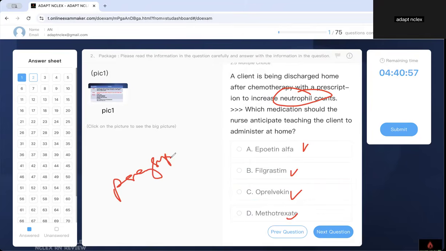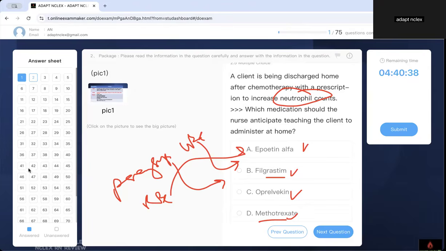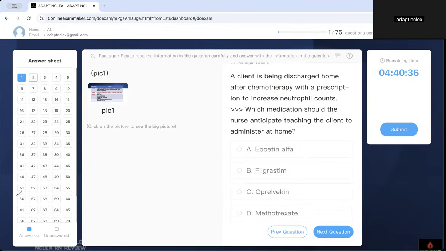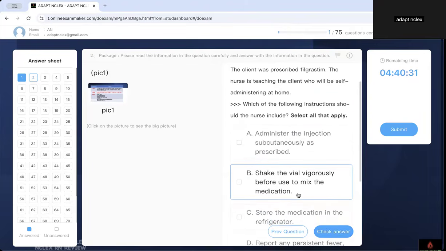Pancytopenia. That means your platelets go down. Where does it go? Oprelvekin. Your RBC go down. Which medication do we give you? Epoetin. Your WBC go down. We give you filgrastim. Methotrexate is a chemo agent. It does not increase your neutrophils. It rather decreases them. Therefore, what is the right answer? You can know that we're using the concept. It goes with filgrastim.